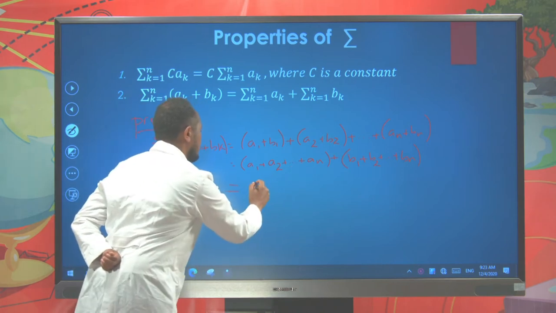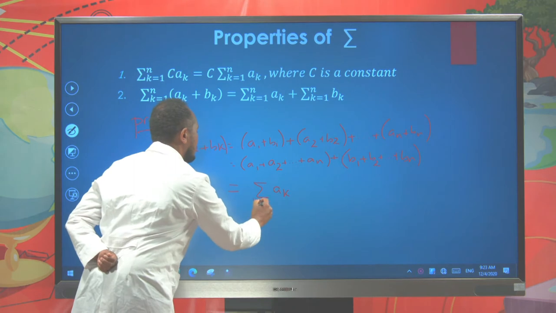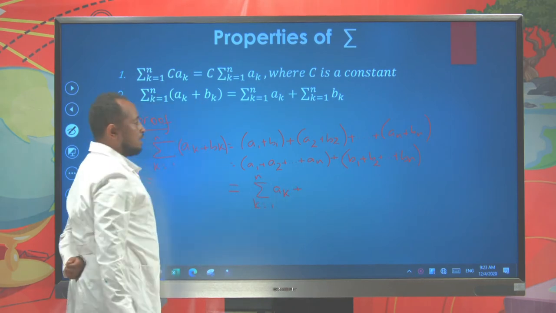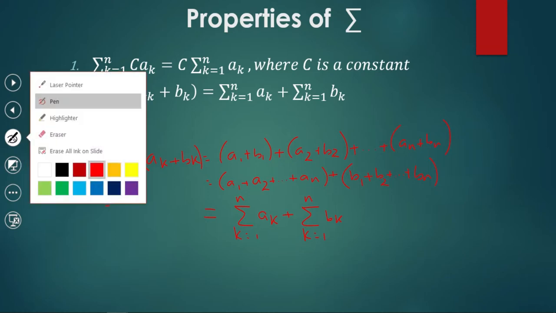Therefore, this is equal to the summation of AK, K starts from 1 up to N, plus the summation of BK, K starts from 1 up to N. So this completes the proof. So simply you can see that summation notation is distributive over addition. So this is it. Now let's proceed to the third property.